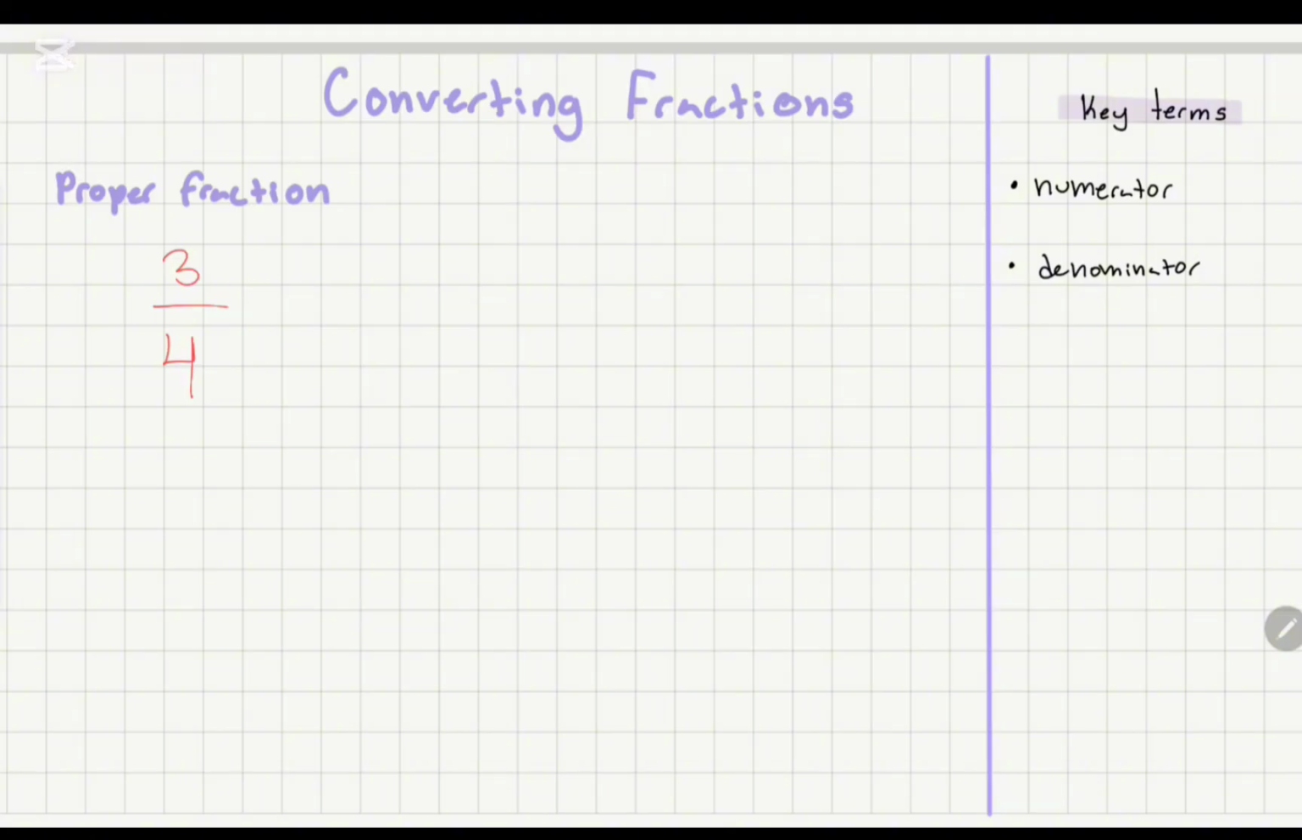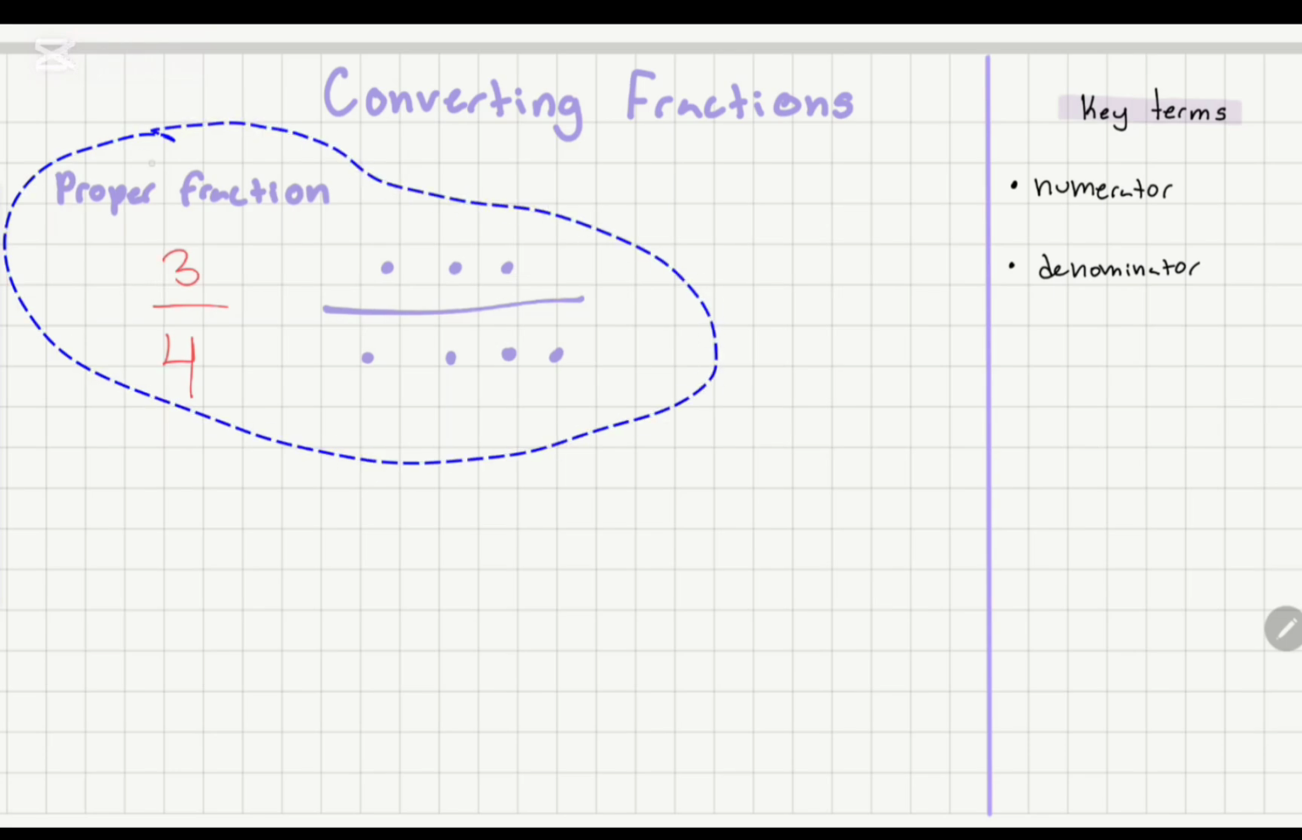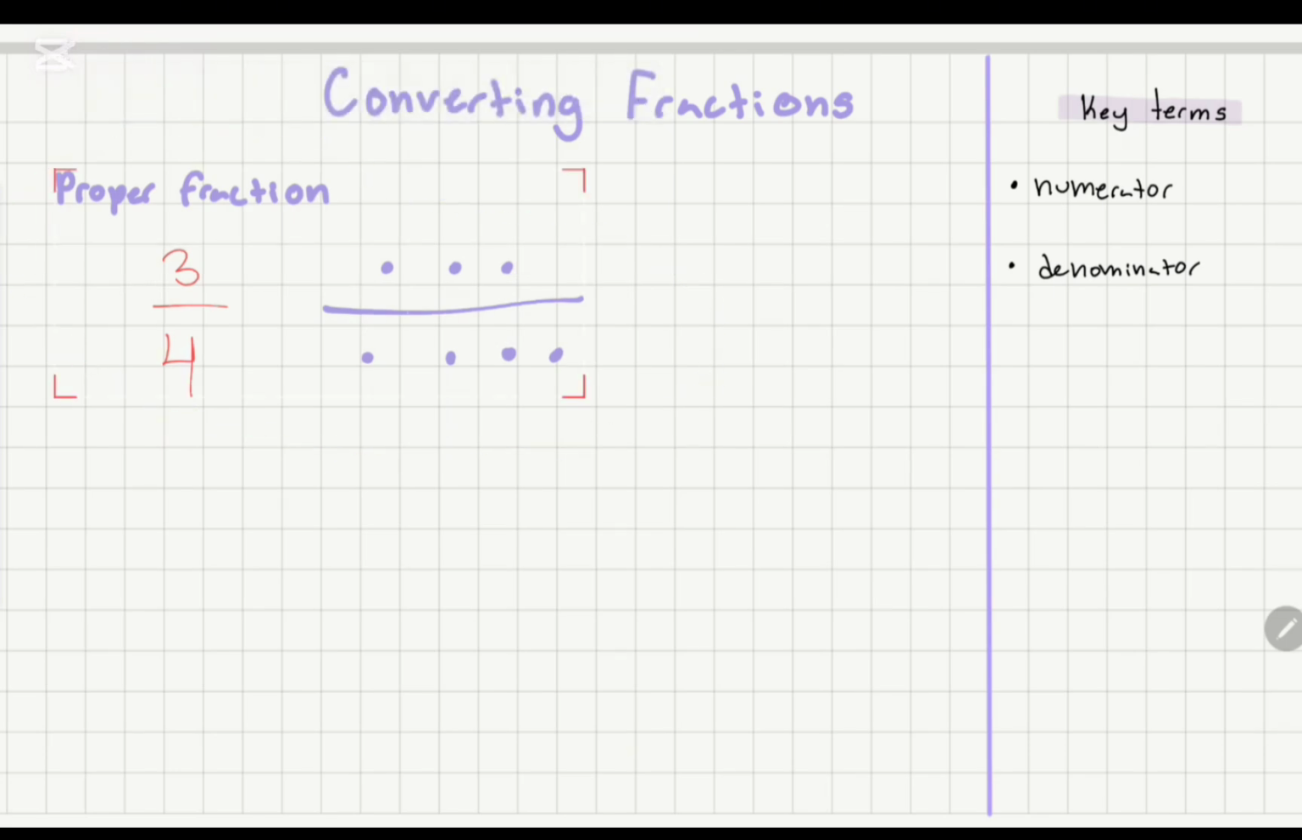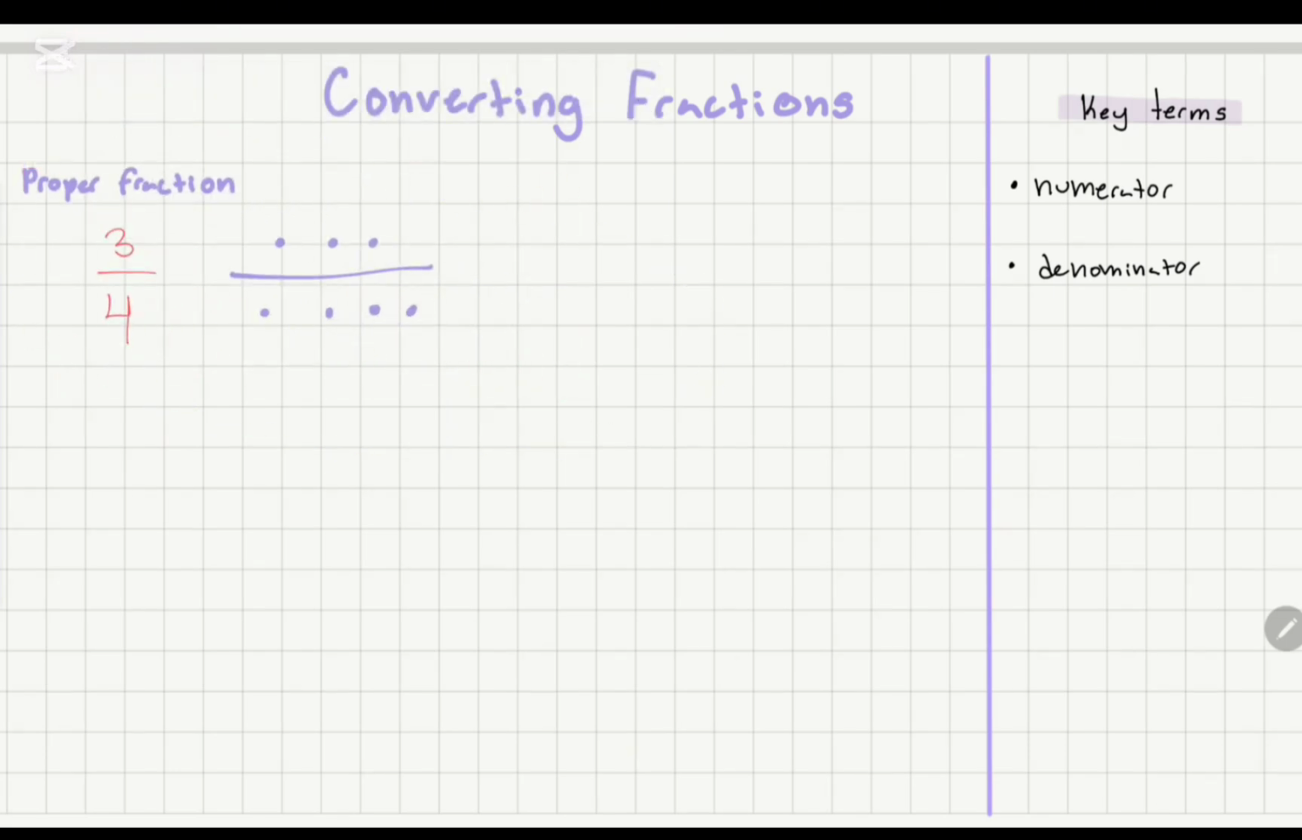3 is smaller than 4. If I were to write this out, it would look like this. 3 over 4. Okay? So that's a proper fraction. Our other type of fraction is called an improper fraction. I'll write that out here for you.